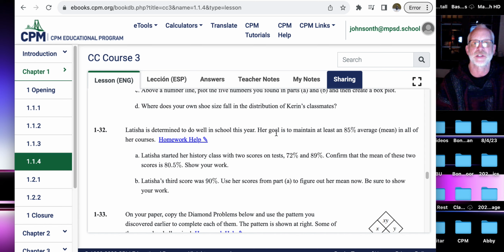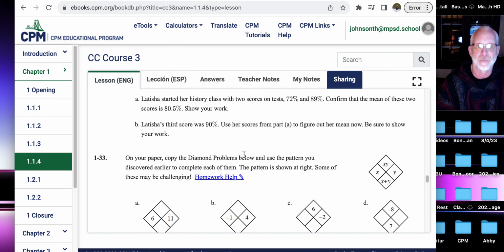132, Letitia is determined to do well in school. Her goal is to maintain at least an 85% average mean in all her courses. She started her history class with 2 scores, 72 and 89. Confirm that the mean of these 2 scores is 80.5. Show your work. So figure out the mean of those. Her 3rd score was 90. Use her scores from part A to figure out her mean. Now, be sure to show your work.